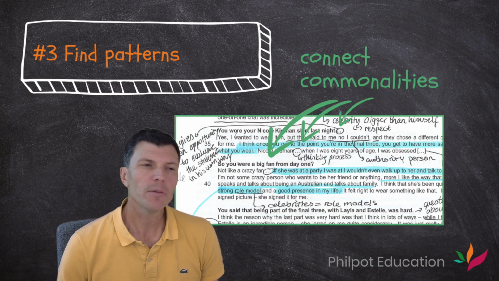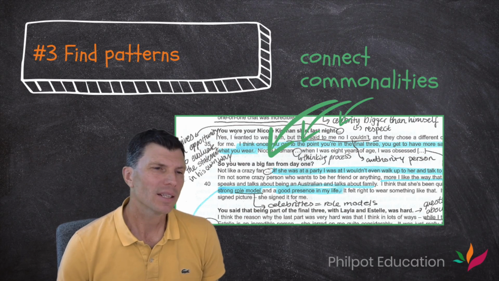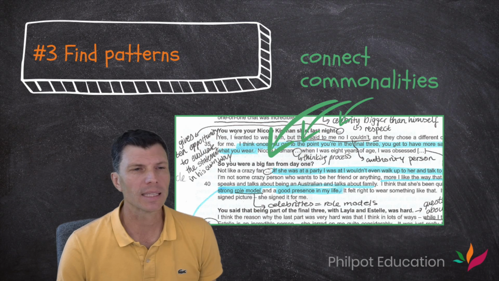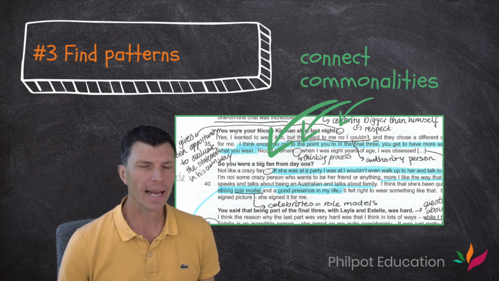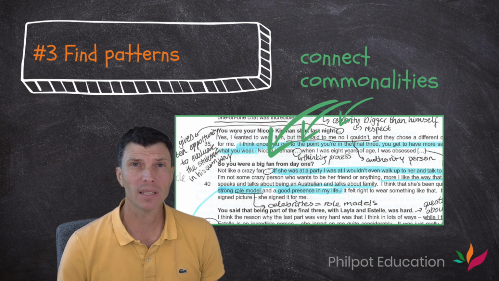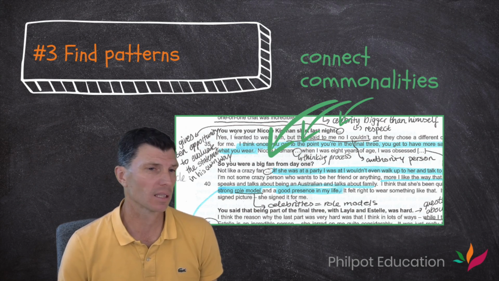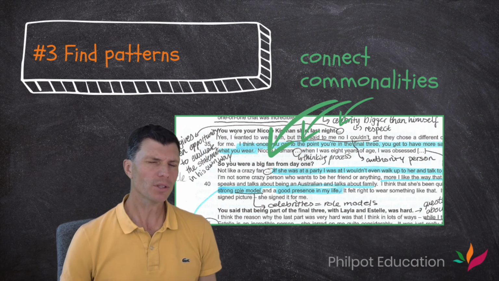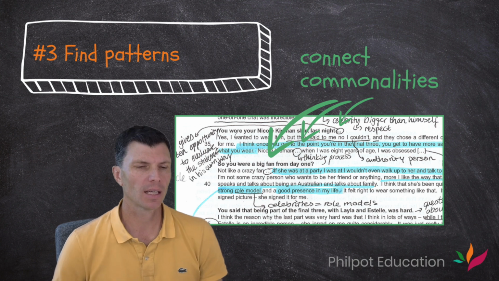Tip 3, find patterns and hunt for common features. Right, you can see here she's circled several examples of ellipsis, these 3 little dots that seem to act in this text as a way of indicating that the interviewee is thinking about stardom and what it's like to be a celebrity.